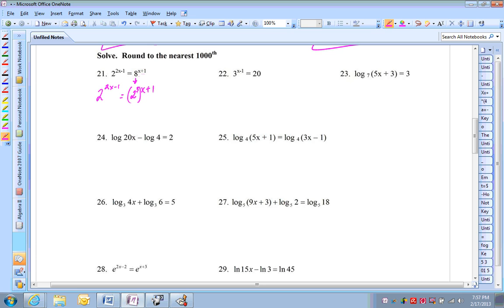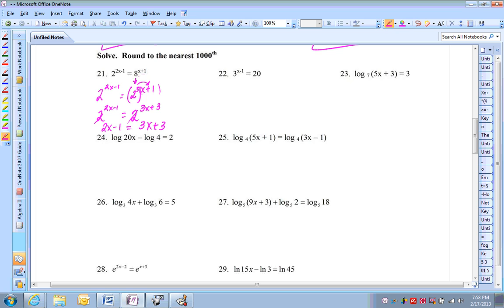Now here we have a power raised to a power, so we have to multiply 3 times x plus 1. So you end up with 2 raised to the 2x minus 1 equals 2 raised to the 3x plus 3. Remember, you have to distribute that 3. So now that we have our bases matching, we can go ahead and drop them. So we're left with 2x minus 1 equals 3x plus 3.